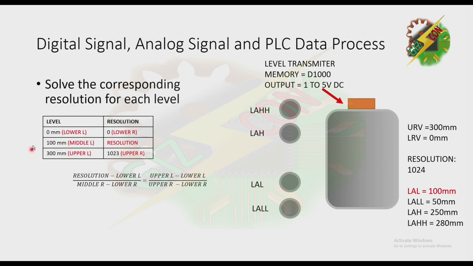First thing that we need to do is to get the corresponding resolution. We have the lower range value of 0 mm and upper range value of 300 mm. Then we have 100 mm here. And for the upper resolution, we have 1023. And for the lower resolution, we have 0. And now, using interpolation, we can get this resolution 341. It means at 100 mm, the reading at the PLC is 341.